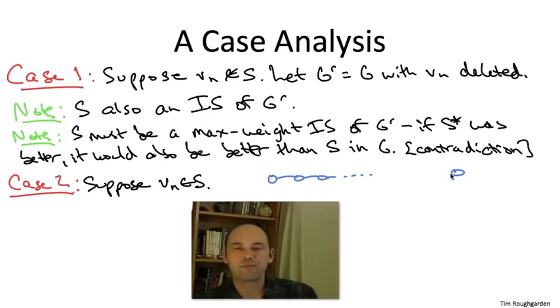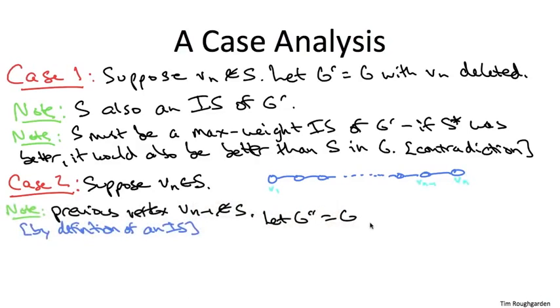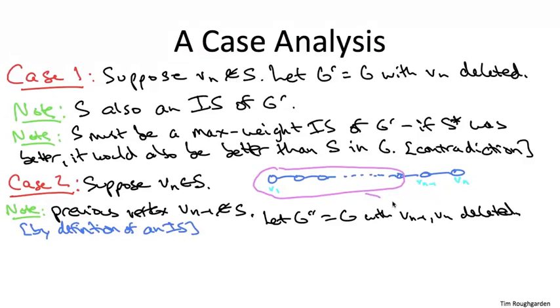All right, so case 1 is a warm-up for case 2, which is similar but slightly more complicated. Now let's assume that the max weight independent set S does in fact use the rightmost vertex V sub n. Now, by the definition of an independent set, no two consecutive, no two adjacent vertices can be chosen. So by virtue of choosing V sub n, the rightmost vertex, S in this case absolutely cannot include the penultimate vertex V sub n minus 1. So we're going to denote by G double prime the path you get from G by plucking off both of the rightmost two vertices.